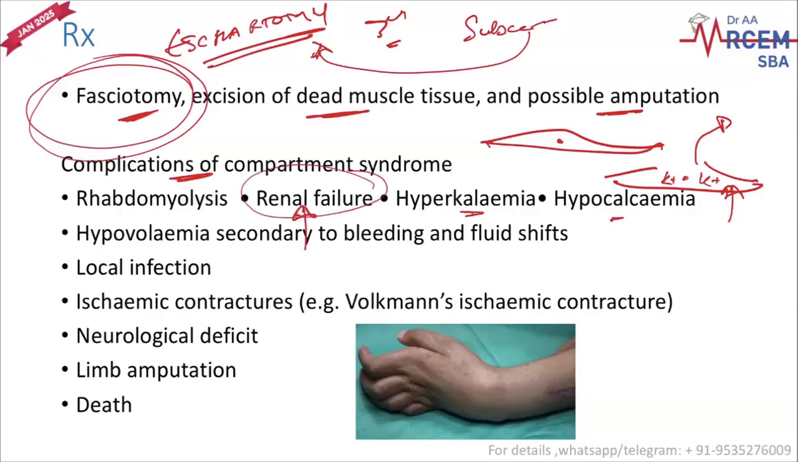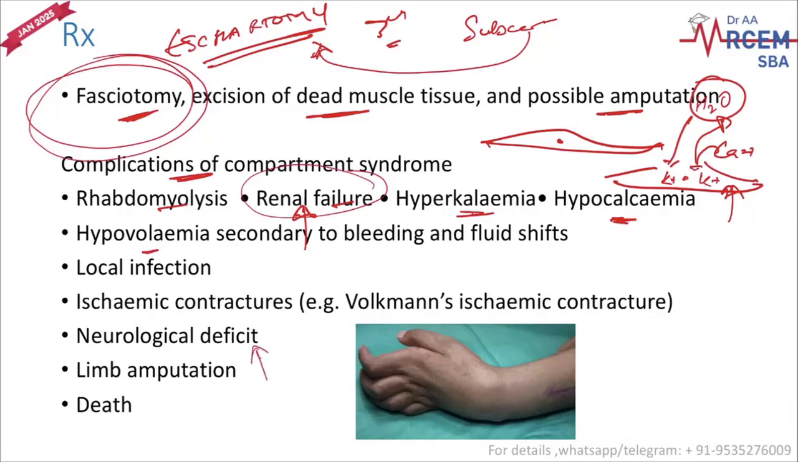Why hypocalcemia? Calcium goes and deposits on the broken muscle that is present. So rhabdomyolysis, renal failure, hyperkalemia, hypocalcemia, because calcium is depositing over the broken muscle. What about hypovolemia? Water gets sequestrated, or kind of enters into these broken cells, resulting in hypovolemia. So these are the few complications which are very important that you need to remember.